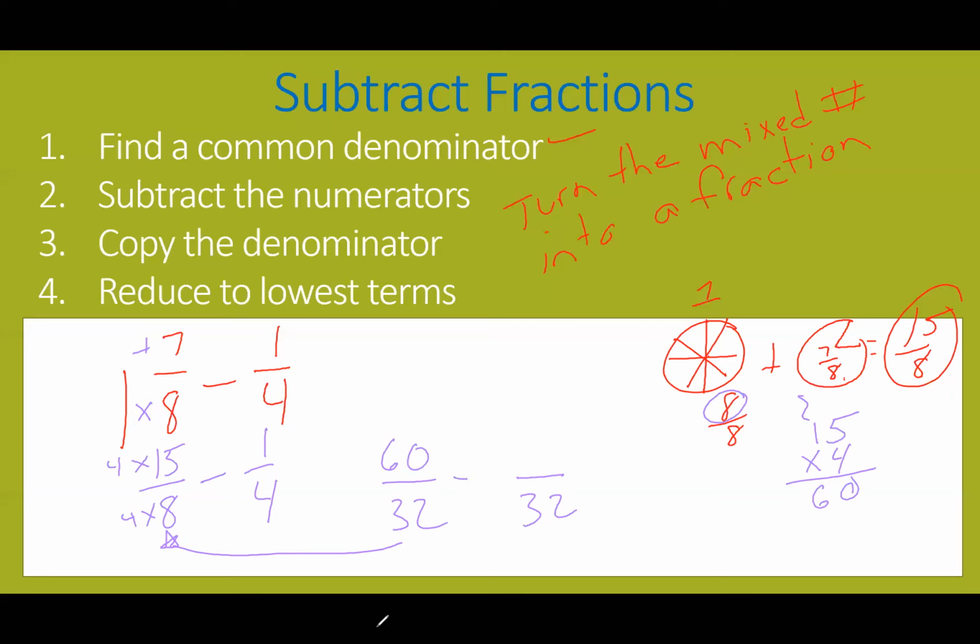And I'm subtracting. Now, how do I jump from 4 to 32? I have to multiply by 8. And then this one goes by 8. Oh, okay, now I can do it. 60 minus 8. This becomes a 5. This is a 10. 52. So the answer is 52 over 32. And now I have to go ahead and do a division problem that says 52 divided by 32. And I've got some big numbers to divide.